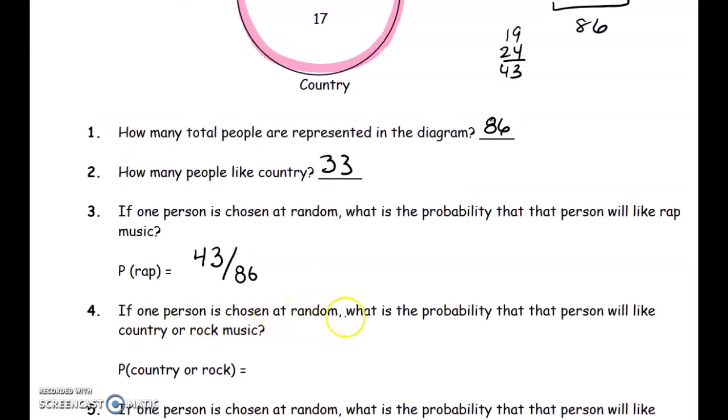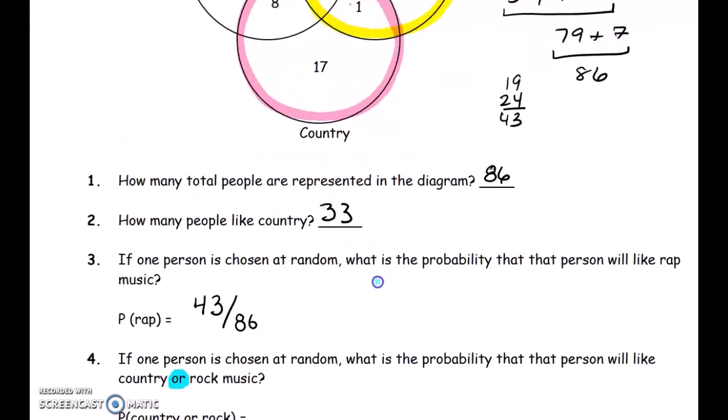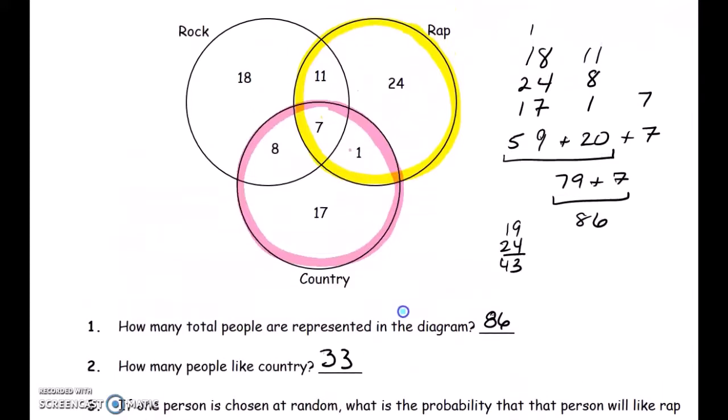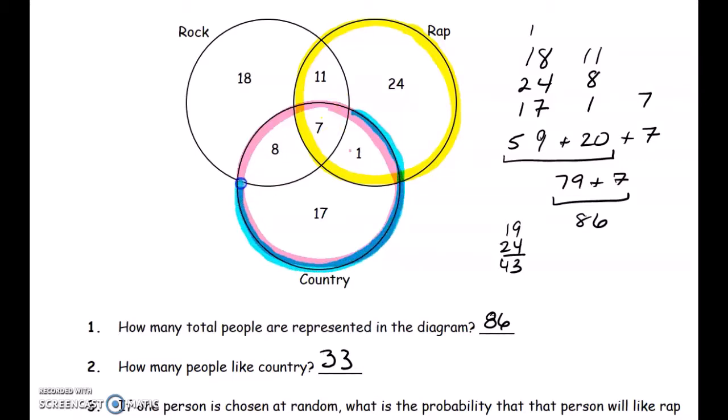If one person is chosen at random, what is the probability that that person will like country or rock music? Now this or is actually a Boolean or. Remember back at the beginning of the year when we did union and intersection? Or is the union. So we need country or rock music. So that's going to be all the people that like country and all the people that like rock. Now there's two different ways to figure this out.